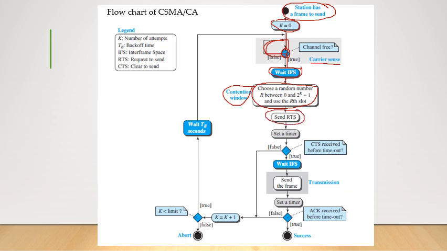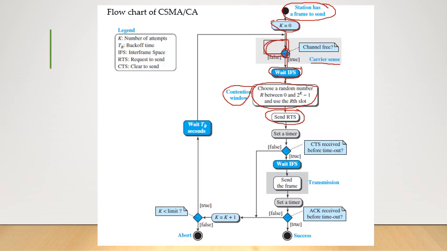Now what is this RTS? We will speak a little detail in the next diagram, but RTS means request to send. So the station, that is a sender, will send a request to send signal to the receiver and wait for a clear to send signal. So it's like asking whether I can send, and waiting for some time to receive an acknowledgement from the receiver telling that yes, you can send.